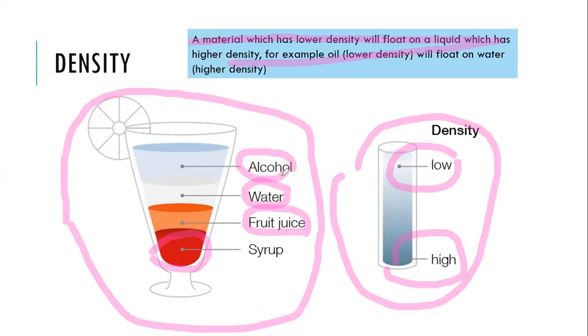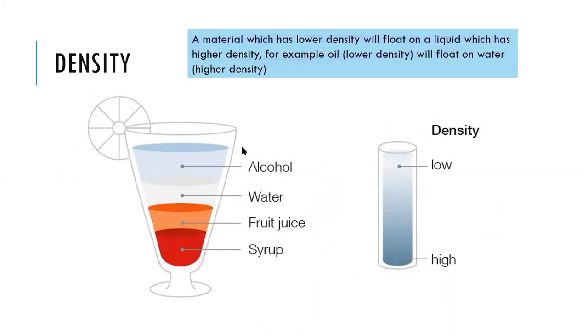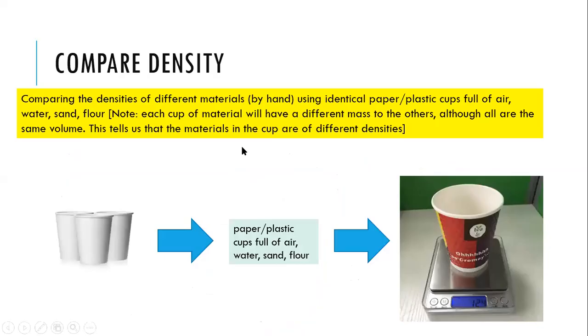If you have two liquids, the one at the bottom is going to have more density than the one on top. That's how we can compare the densities of liquids, if they don't mix with each other.